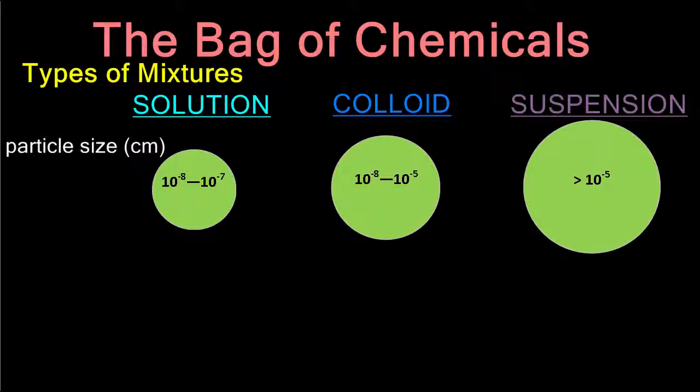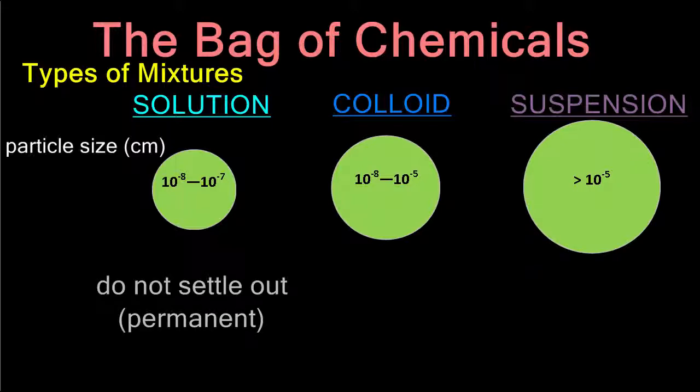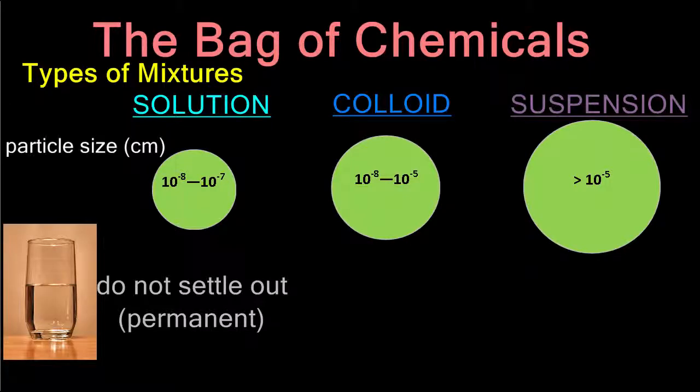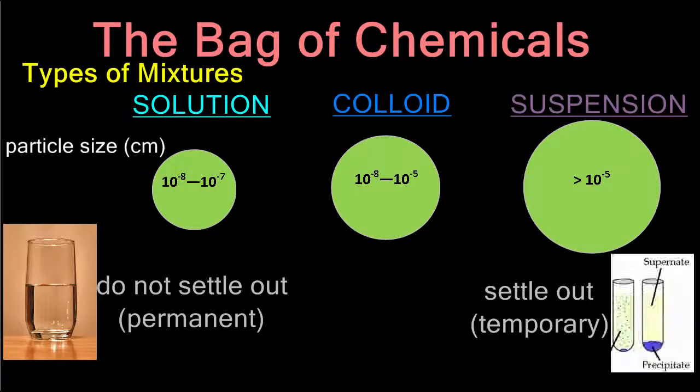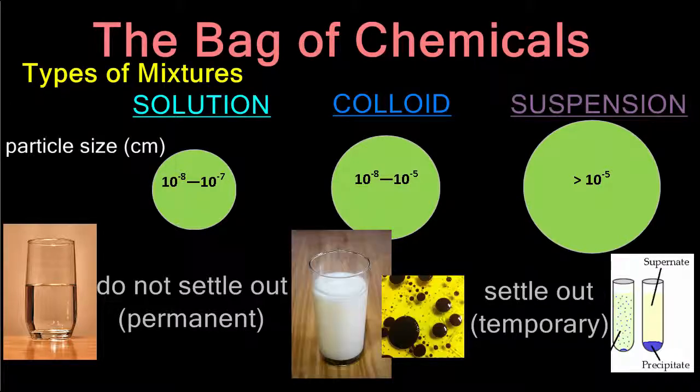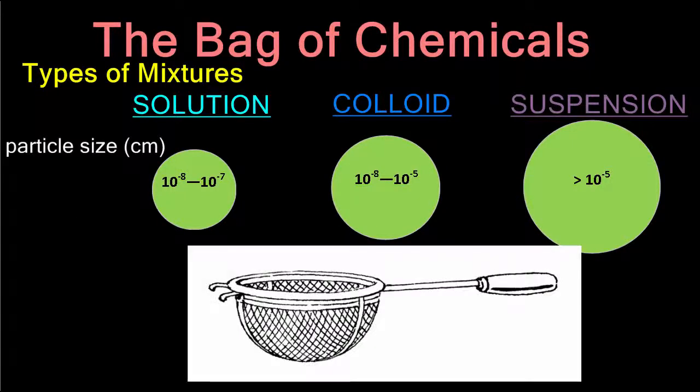The particles in a solution are so tiny that they do not settle out of the solvent. They remain permanently dissolved. Suspensions, on the other hand, have particles too large to stay permanently suspended in the solvent. These particles eventually settle out of the liquid and form a precipitate at the bottom of the container. Colloids are in between solutions and suspensions in particle size, but generally speaking, these particles do not settle out of a colloid.